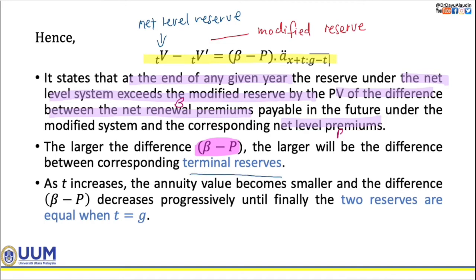As t increases, the annuity value becomes smaller and the difference beta minus P decreases progressively until finally these two reserves are equal when t equals G.